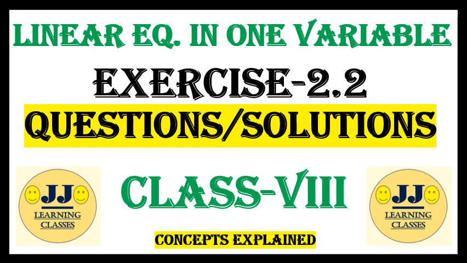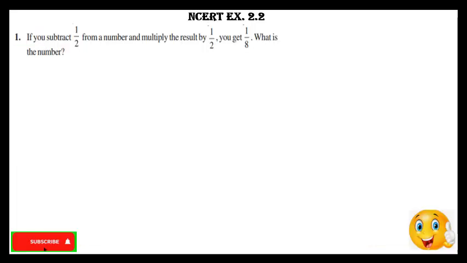So let us begin with the very first question. It says, if you subtract 1 by 2 from a number and multiply the result by 1 by 2, you get 1 by 8. What is the number?